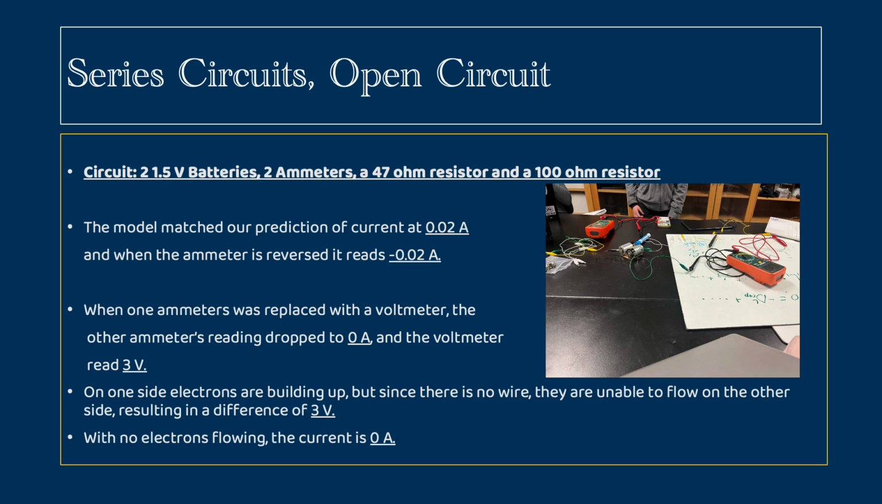So one ammeter was replaced with a voltmeter. The other ammeter's reading dropped to 0 amperes, while the voltmeter read 3 volts. So basically, this is because on one side, electrons are building up, but since there's no wire, they're unable to flow on the other side, and this results in a potential difference of 3 volts. And with no electrons flowing, the current is 0 amperes.